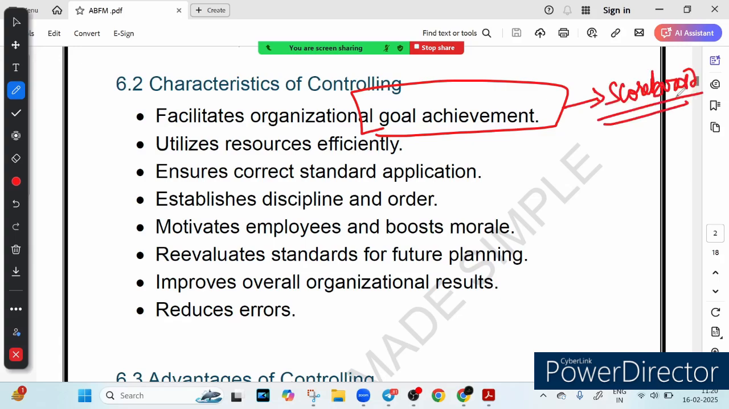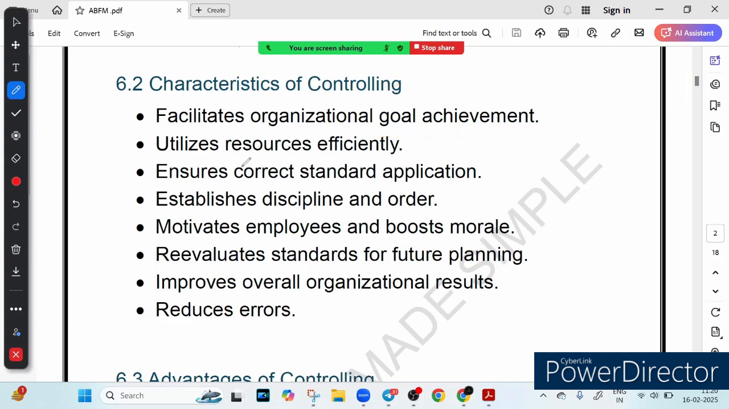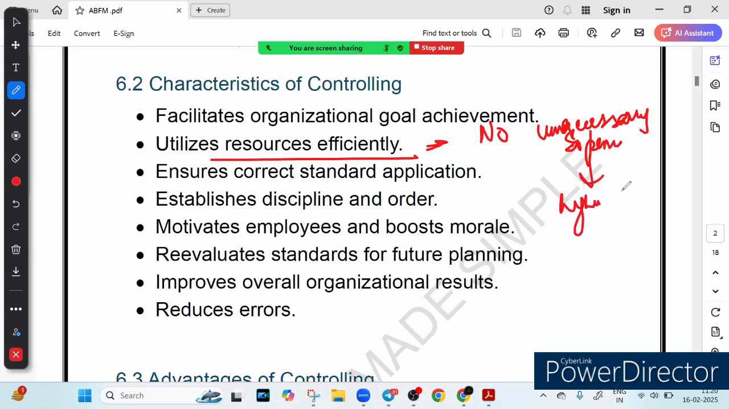Now the second thing is efficient resource use. It means it ensures that money, time and manpower are not wasted. No unnecessary expense is equal to higher profit. So if there is no unnecessary expense, it clearly means higher profit. That means profit will be higher, right?